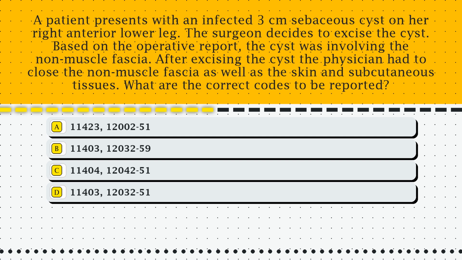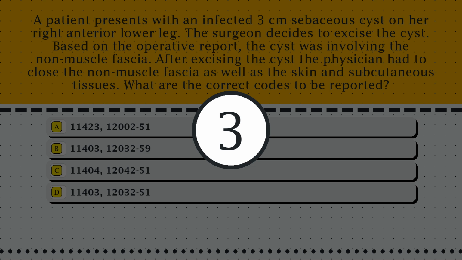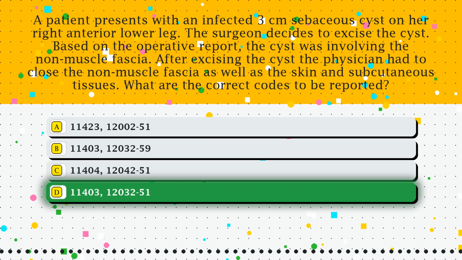Option A, 11423, 12002-51. Option B, 11403, 12032-59. Option C, 11404, 12042-51. Option D, 11403, 12032-51. The correct answer is option D, 11403, 12032-51.